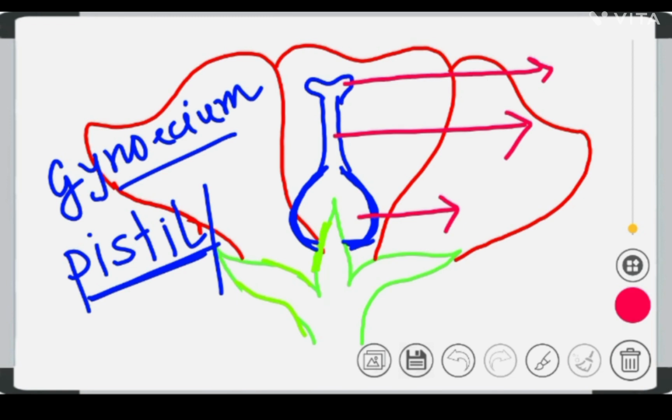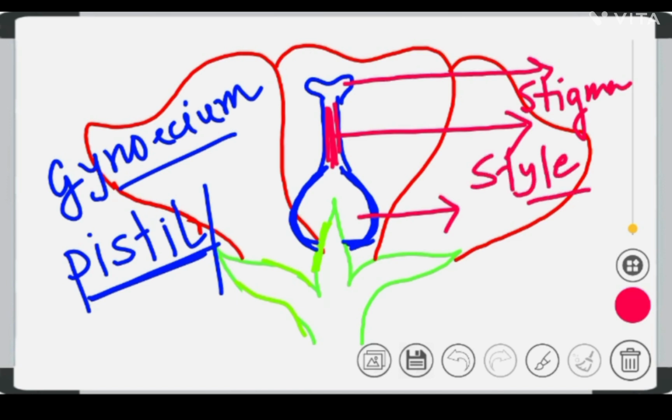Now we will write this one as the stigma. The first portion will be the stigma. The second portion, this portion, is known as the style. How will we remember? Always remember that female has more style than male. So easily you can remember that the style is there in the female part, right? And the swollen part or the basal-most portion is known as the ovary.